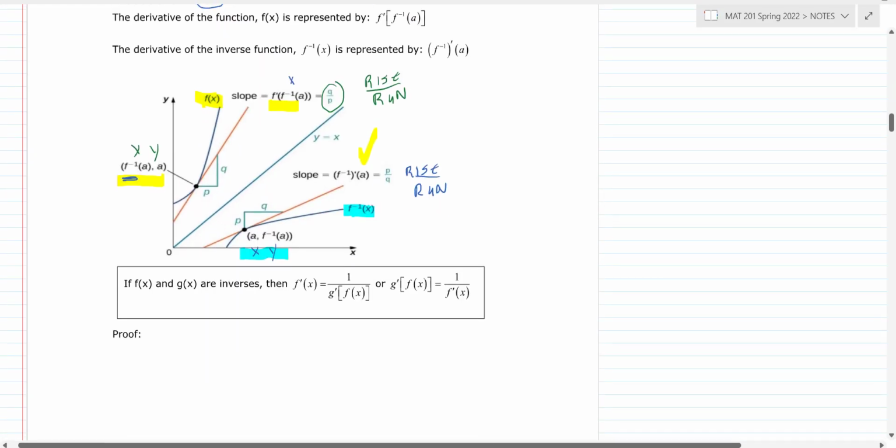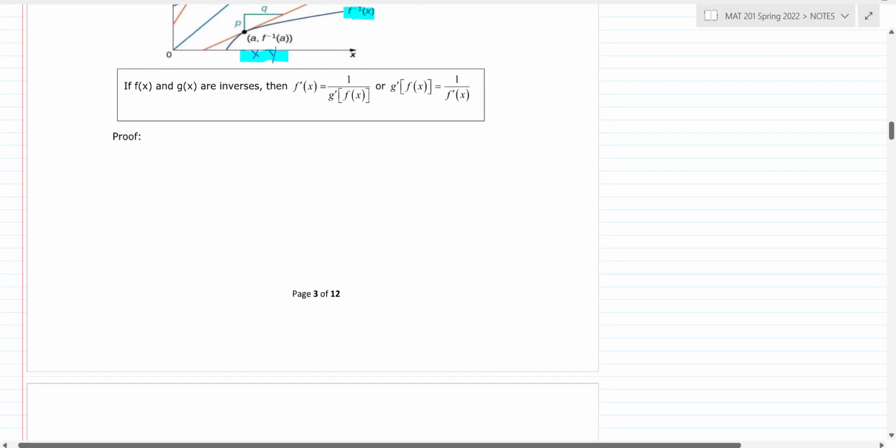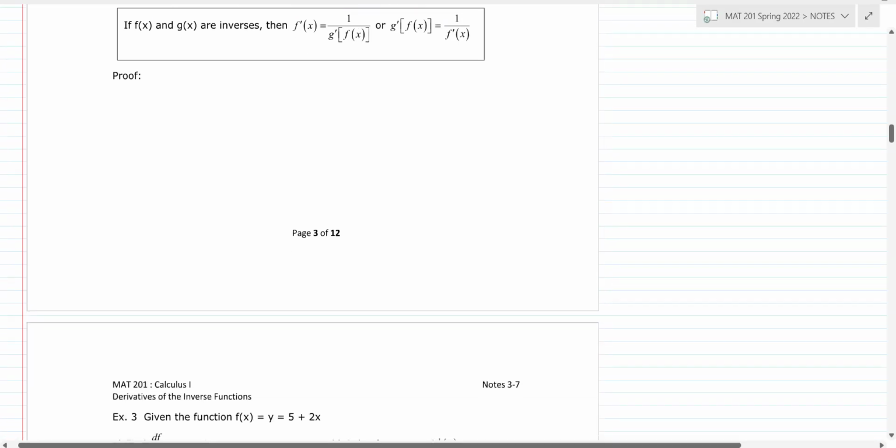So going down at the bottom, this is the formula that I'm going to show you how to develop. And I'm going to use f of x and g of x as my inverses. I think it's a little bit less confusing when you look at it this way. So what we have is if f of x and g of x are inverses, then f prime of x is just the reciprocal of the derivative g prime of x. And if I do that backwards, the derivative of g is the reciprocal, 1 over f prime of x.